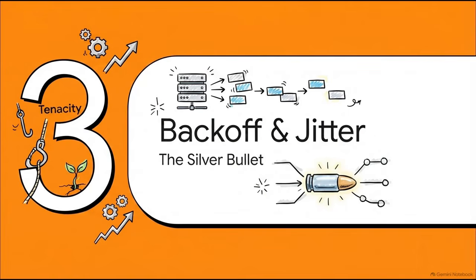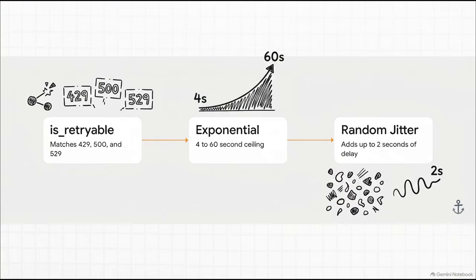Part 3. Backoff, jitter, and tenacity. The silver bullet. To actually build this out, we're going to look at one prime example. Using the tenacity library, there are 3 logical steps that work together here. First up, is retryable ensures we intercept transient errors, things like 429, 500, and 529. Second, wait exponential applies an increasing delay, so it starts at 4 seconds and ceilings out at a maximum of 60. And finally, wait random adds up to 2 seconds of random delay.